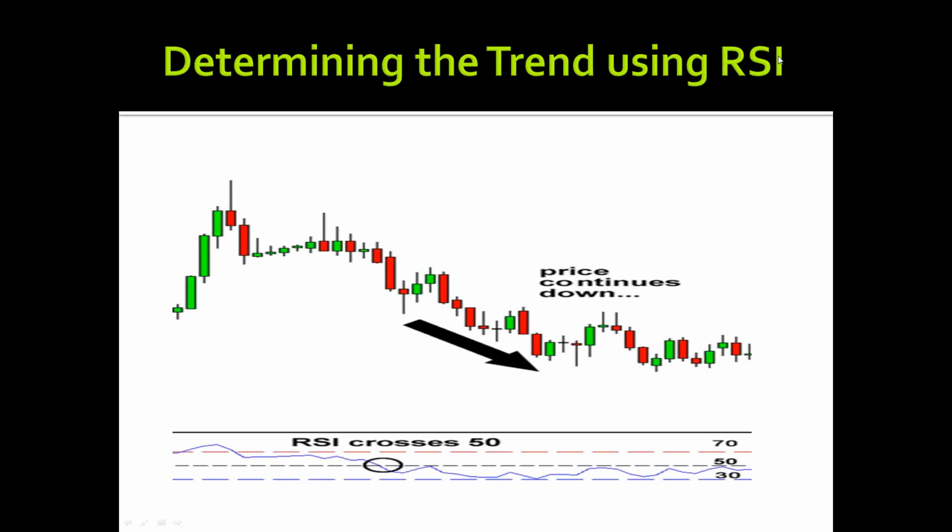Above or below 50 tells us what's going on with the trend, if it's a downtrend or if an uptrend is occurring. If you're looking at a possible uptrend, then make sure the RSI is above 50. If you're looking at a possible downtrend, then make sure the RSI is below 50. So as a downtrend occurs here, we've got to ensure that the RSI is below 50.